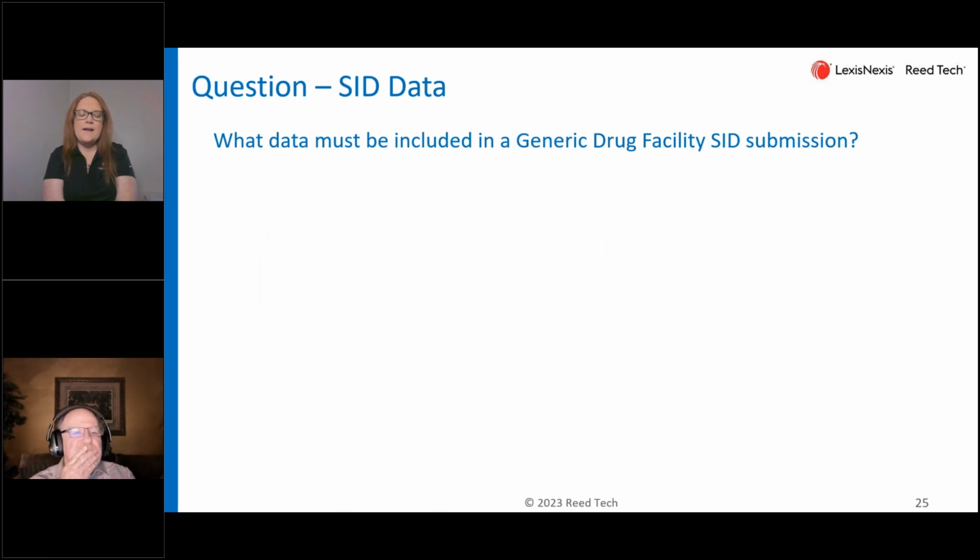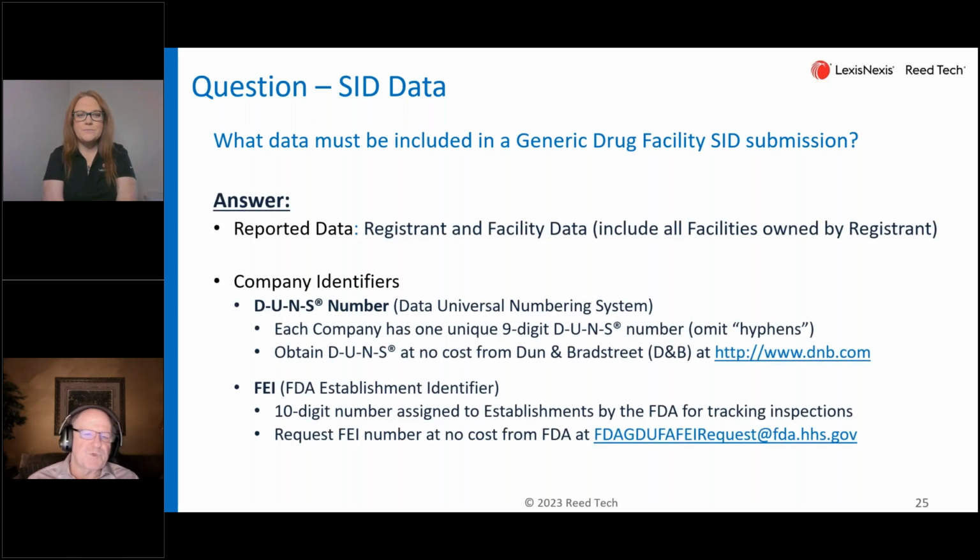Okay, so Gary, what data must be included in a generic drug facility self-identification submission? Well, at a high level, there's two types of data that need to be collected. One is some information about the actual registrant, the party that owns a facility, and the second is information about the facility itself. And the instructions from the FDA are that you should include all the facilities that are owned by the registrant in one document. And we'll talk about that document in a second, the particular fields.